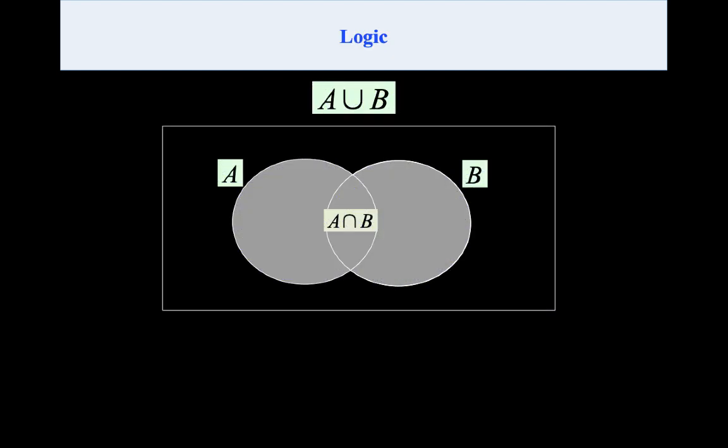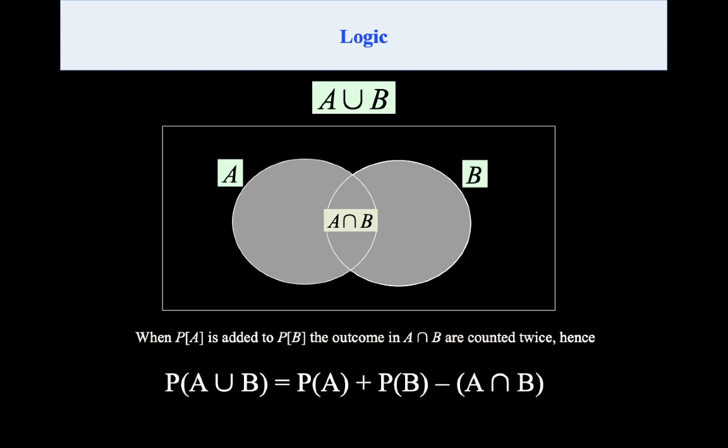Logic. So for A union B, when probability of A is added to probability of B, the outcomes in A intersection B are counted twice. Hence, probability of A union B equals, see, probability of A, it means whole A, right? Then probability of B, whole B. Now you see we add A intersection B two times. Therefore, we should subtract one A intersection B. Then you can have probability of A union B.